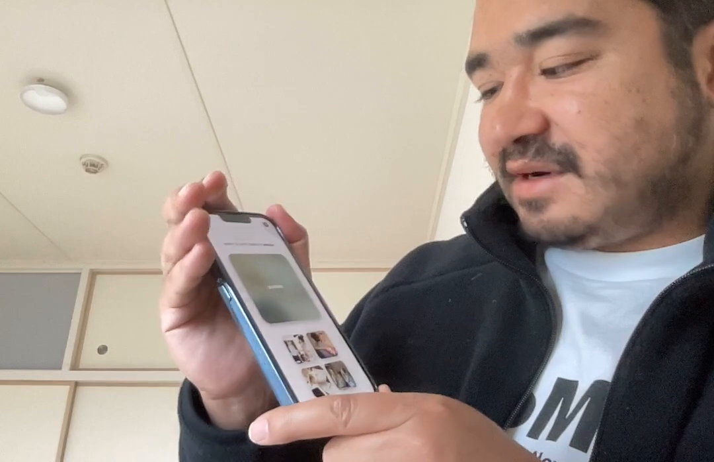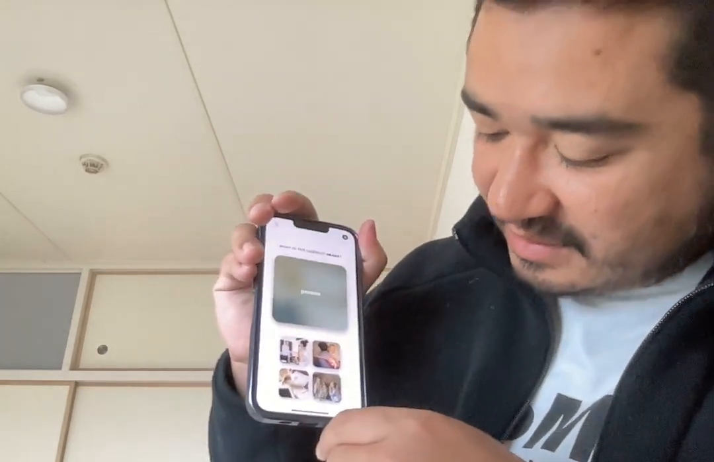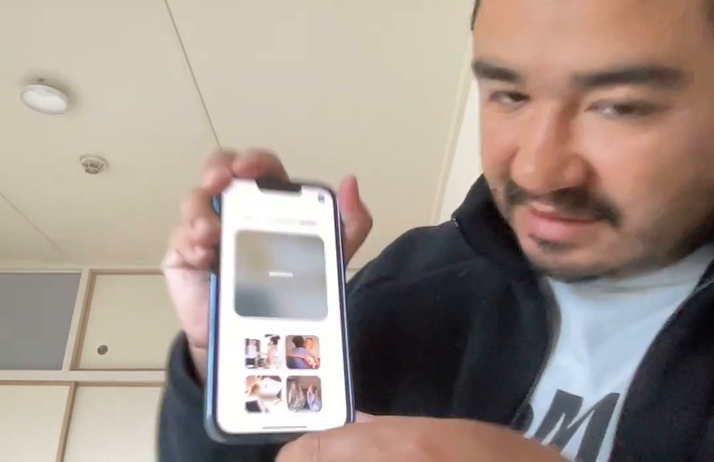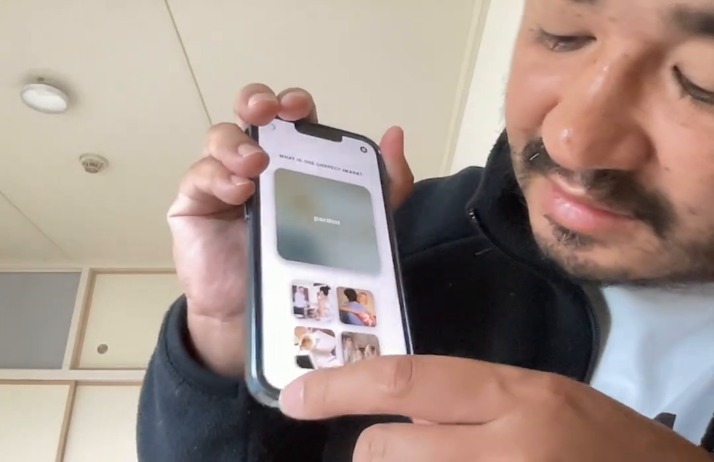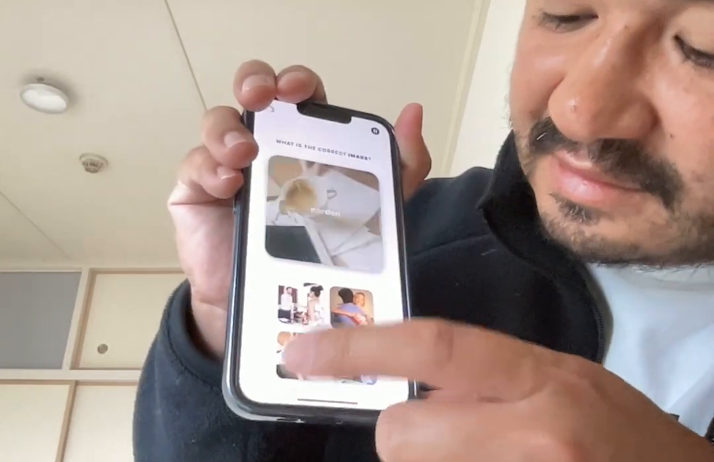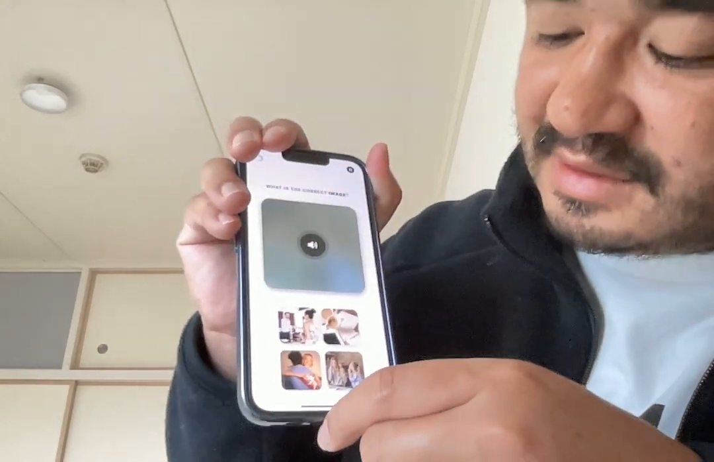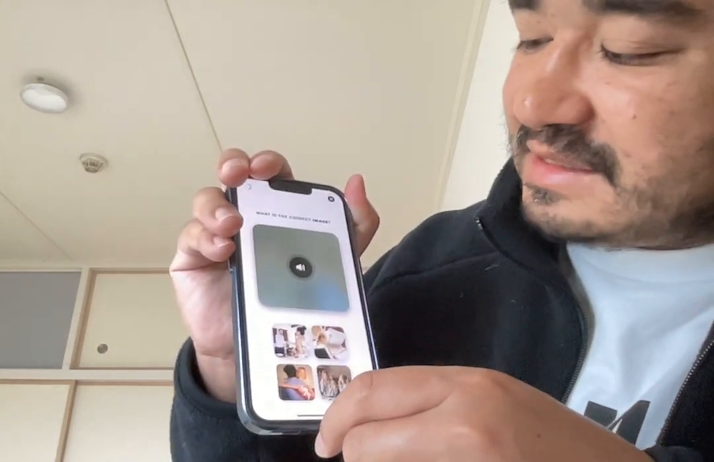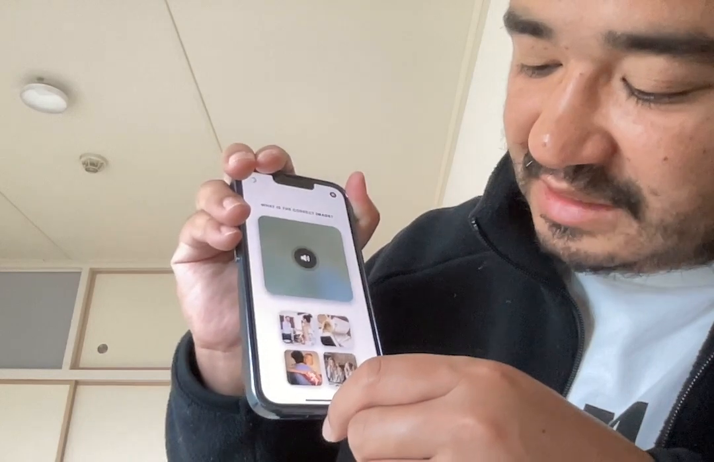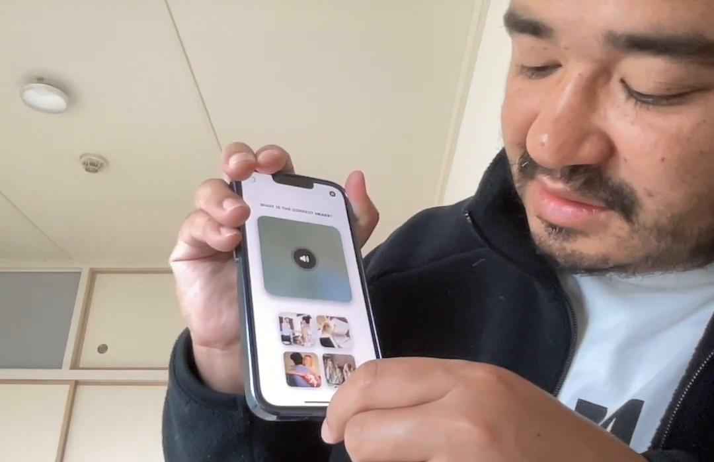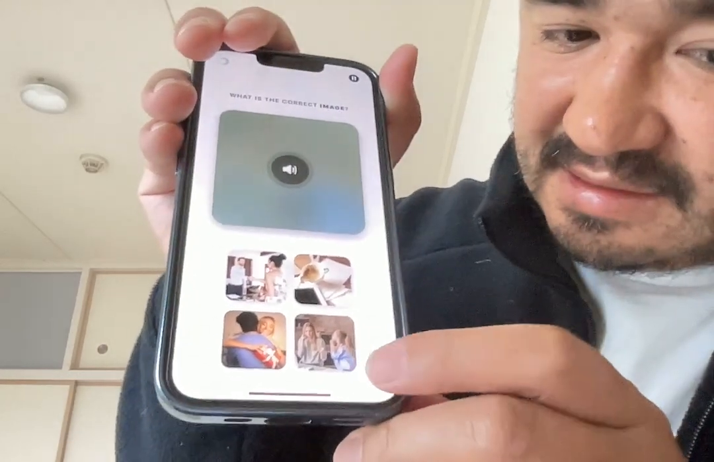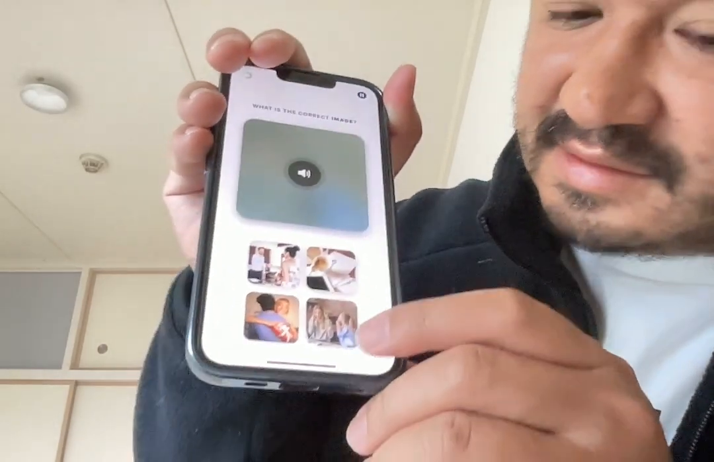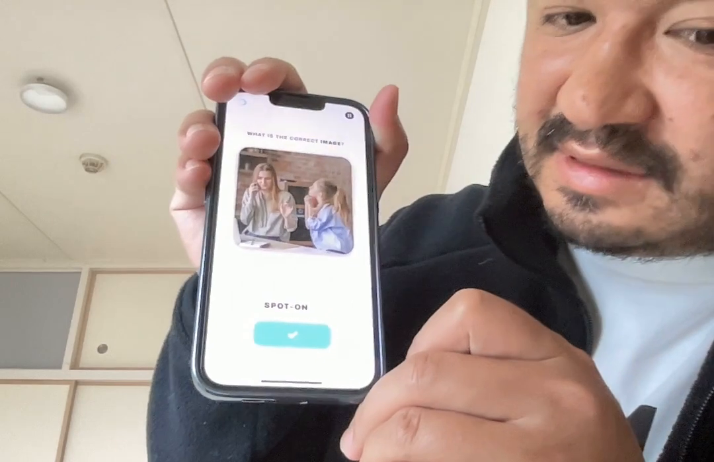What is the correct image? Pardon. So I see someone spilled the coffee. So I think this one, yeah. Pardon. S'il te plaît. What is the correct image? S'il te plaît. I think this one, like begging. The girl begging something here. So this one, I think. S'il te plaît.